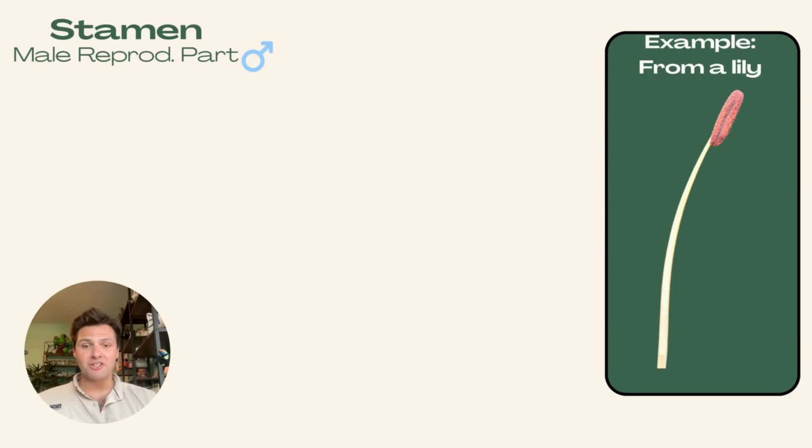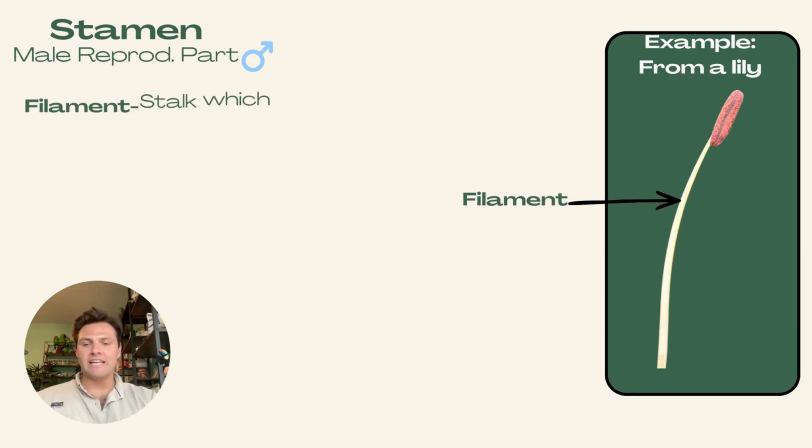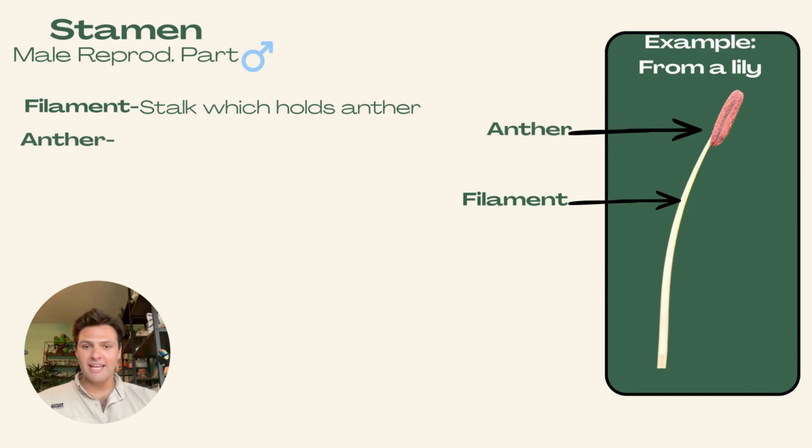Stamen, the male structure of the flower. So the stamen is made up of two parts. The first is the filament, which is a long, skinny stalk that holds the second part, the anther, and this is where pollen is produced and eventually dispersed.